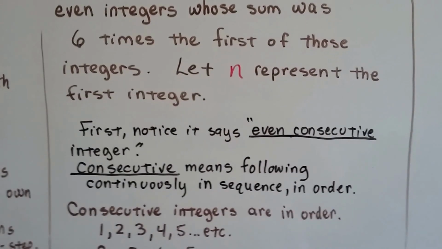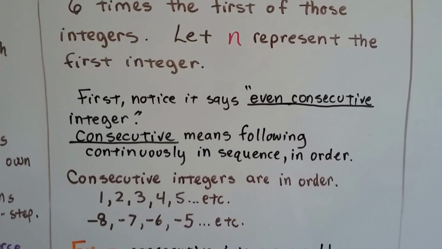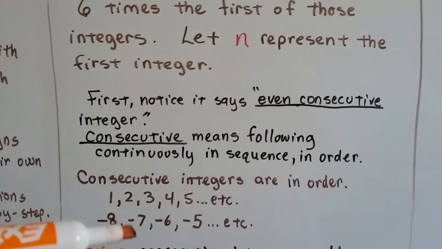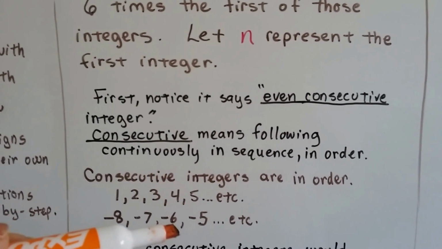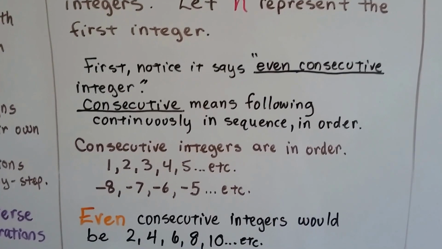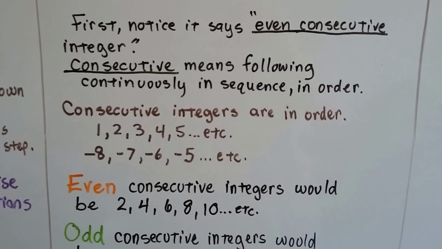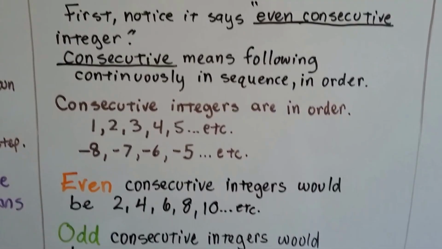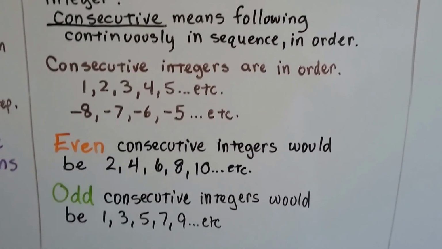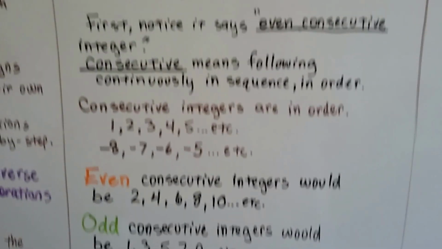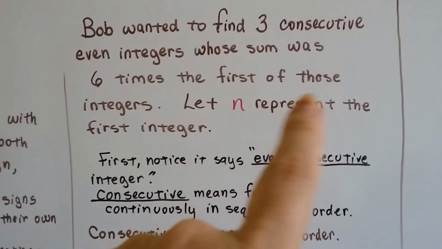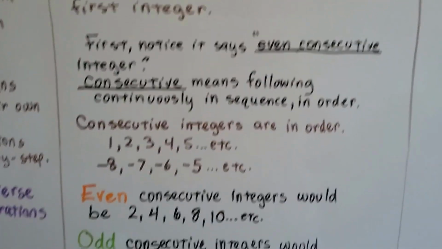Consecutive integers in order would be like 1, 2, 3, 4, 5, or negative 8, negative 7, negative 6, negative 5. Remember, integers are negative or positive whole numbers. So for them to be consecutive, they would be in order like that, see? So even consecutive integers would be 2, 4, 6, 8, 10. Odd consecutive integers would be 1, 3, 5, 7, 9. So how do we find out what 3 consecutive even integers whose sum was 6 times the first of those integers? How do we find out what that is?